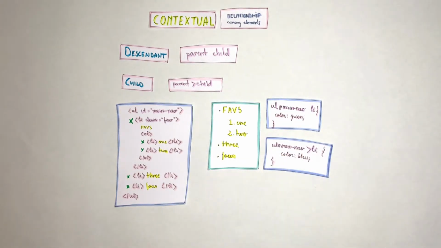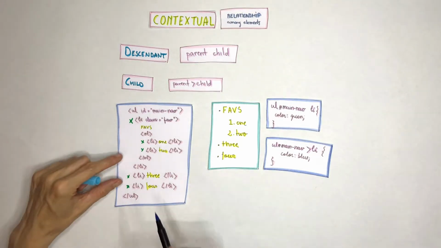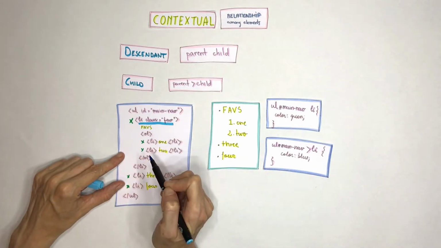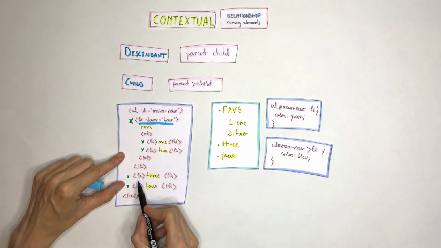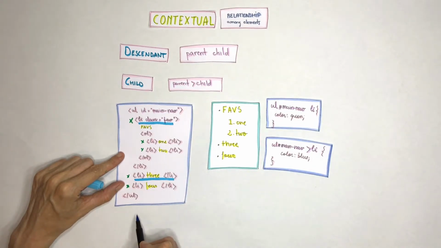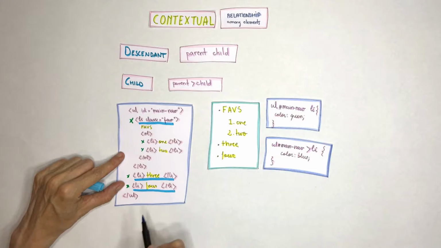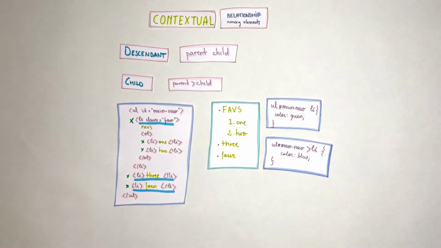What about this other CSS rule? Here we are selecting the direct children of the UL element with ID main nav. So which elements are going to be blue? This one, not this one, and this other one, and the last one. This will be the fav text and the 3 and 4 elements.